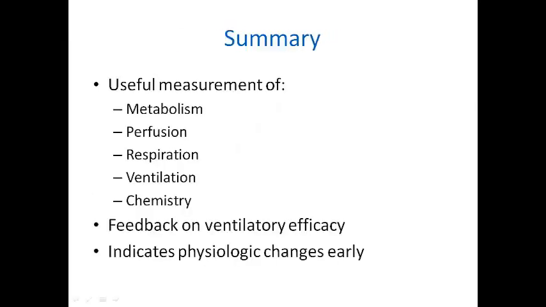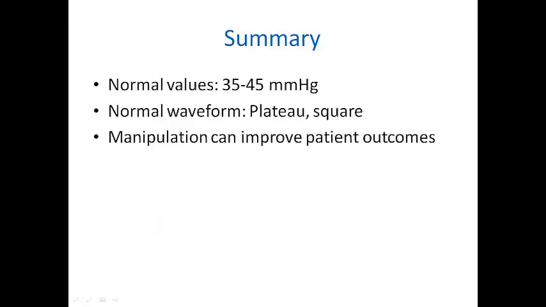In summary, we've discussed that end-tidal CO2 is useful in the measurement of metabolism, perfusion, respiration, ventilation, and blood chemistry. It can also give us feedback on our ventilatory efficiency. It's going to indicate physiologic changes earlier than we would expect to see outward signs and symptoms so that we can manage things before they become aggressively negative. Also, we've identified that normal values include a range of 35 to 45 millimeters of mercury. Our normal waveform is going to be a plateau and square in appearance. And in some cases, manipulation of our end-tidal CO2 values can improve patient outcomes.